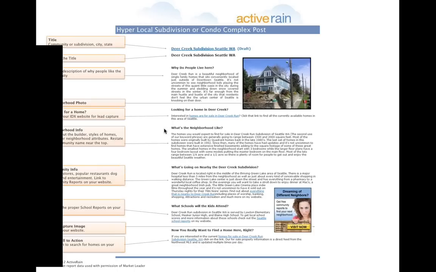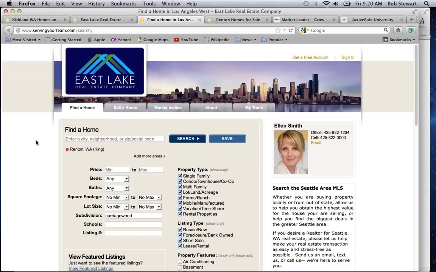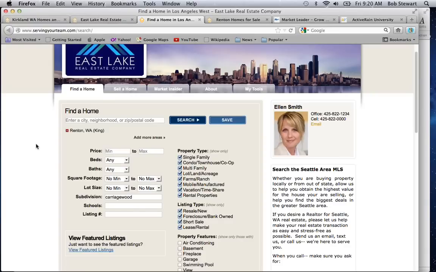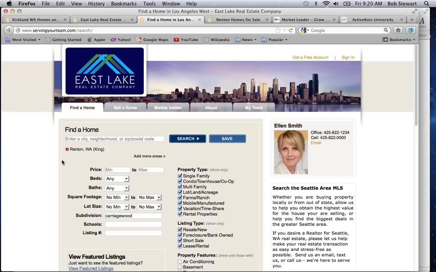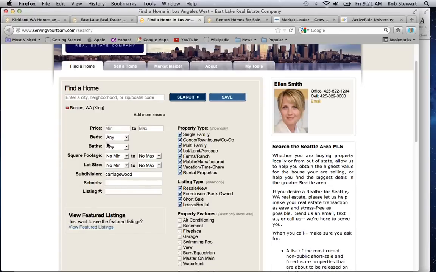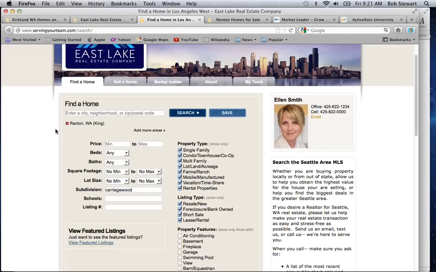So let me show you what that would look like. And again, this is a market leader website. Hopefully your website operates in a fashion like this. If it doesn't, there are other companies out there that have sites that work like this. Now, I made up Deer Creek in Seattle, Washington. But I used to live in a little subdivision called Carriagewood in Renton, Washington. So if I was writing about the Carriagewood subdivision in Renton, the link I would want to include would not just be a link where somebody could come in here and search for properties. It wouldn't just be a link where they could find homes in all of Renton. It would actually be a link where they could find homes just in the Carriagewood subdivision.